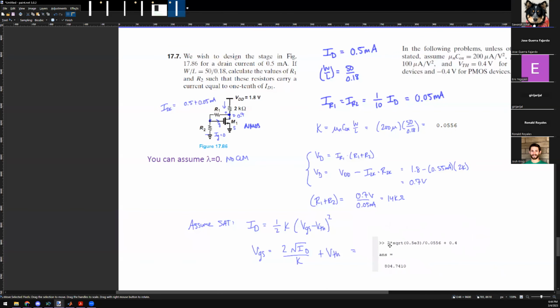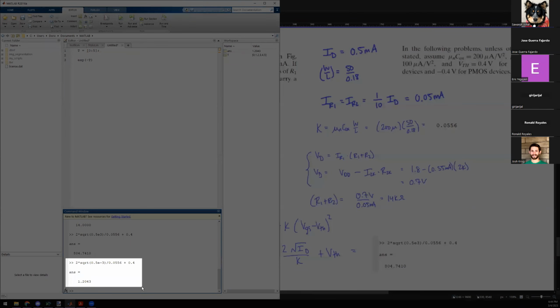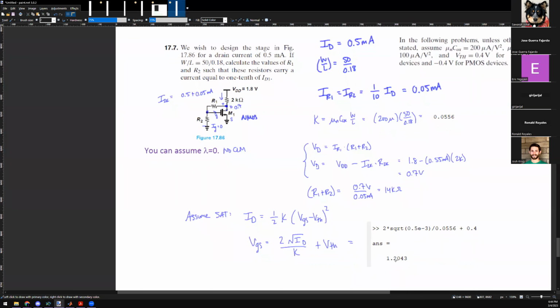And here you get... uh-oh. Did I mess up? 0.5 milliamps, K. Did I mess up? This would imply I need 800 volts to do this. E negative, oh, E negative 3 milli. Okay, there we go.